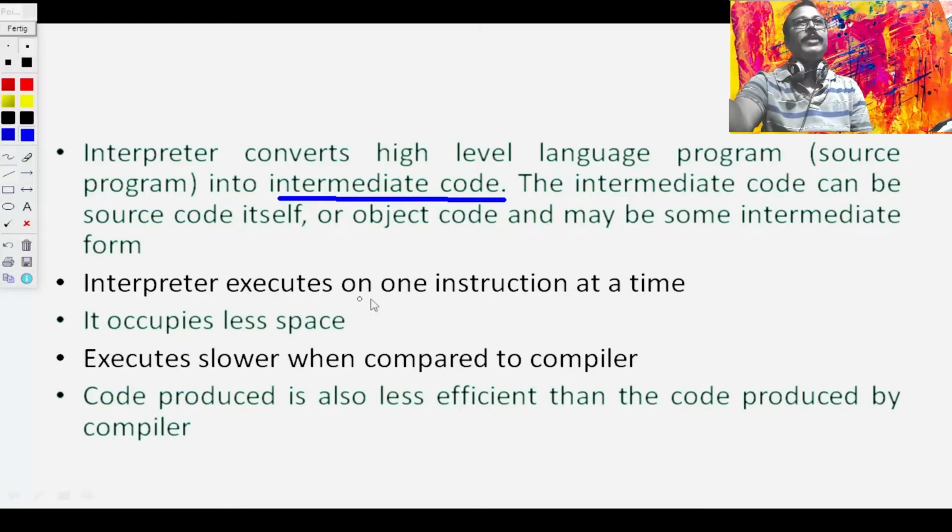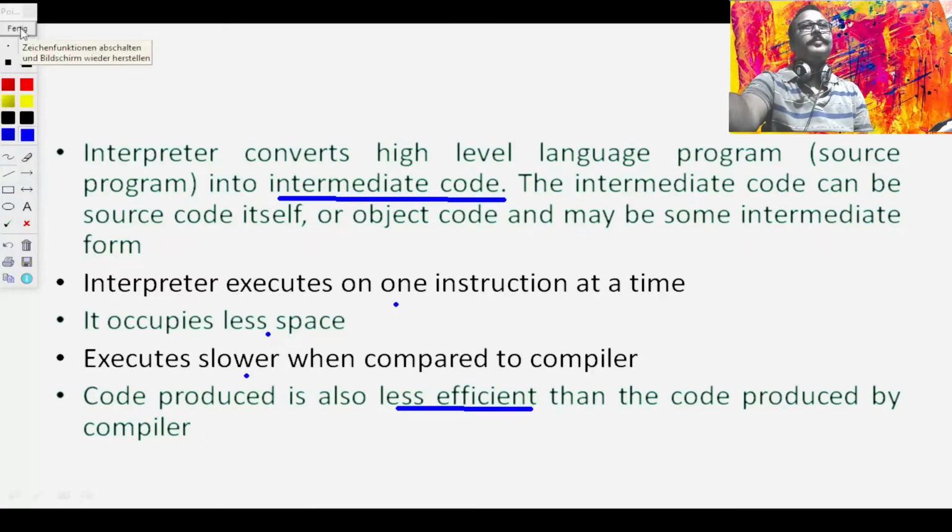So the interpreter executes one instruction at a time, and it occupies less space, smaller in size when compared to the compiler, but it executes slower, and produces less efficient code when compared to the compiler. So that is the difference between compiler and interpreter.